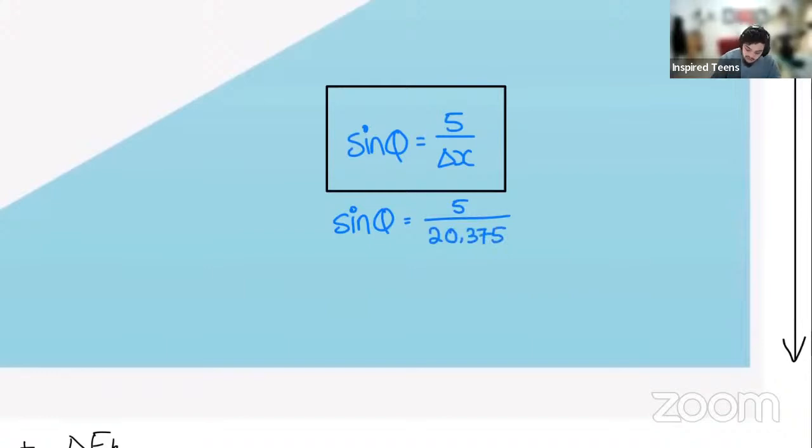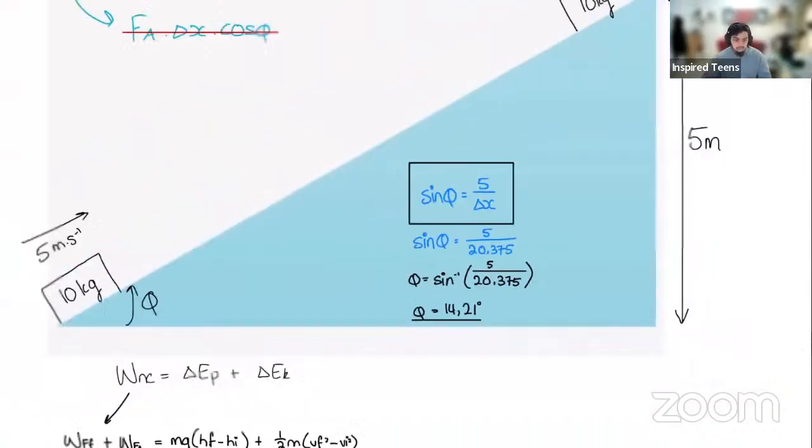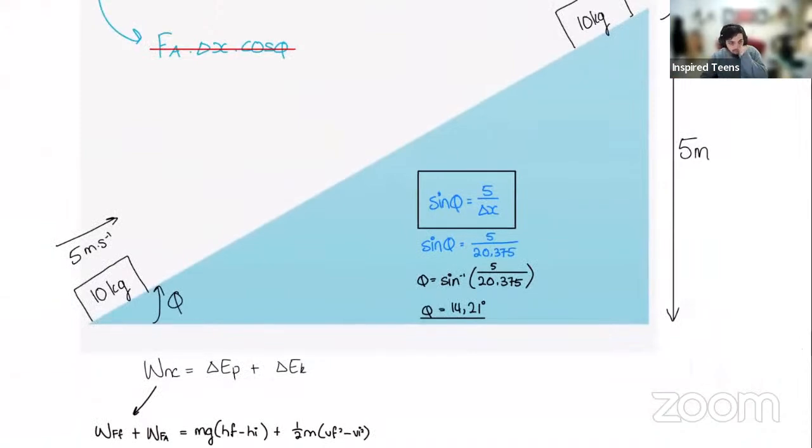Okay, and then we shift sine it. So theta is equal to shift sine of 20,375. Okay, and then when we do that, we get an answer of theta being equal to 14,21 degrees. Okay, I hope that makes sense.